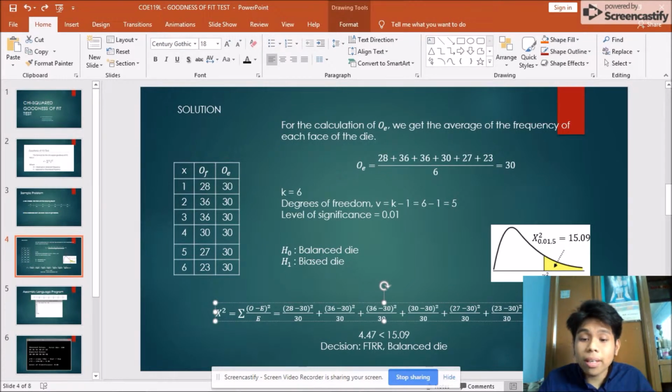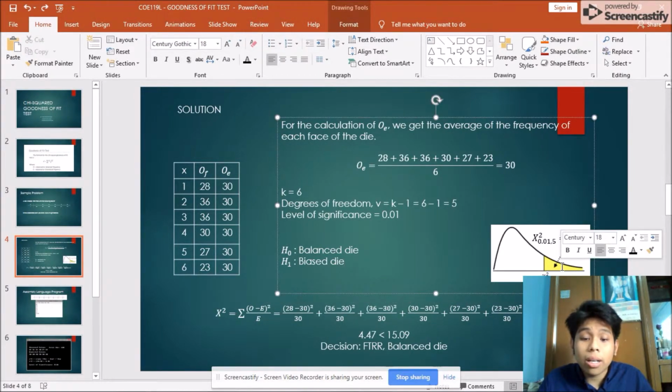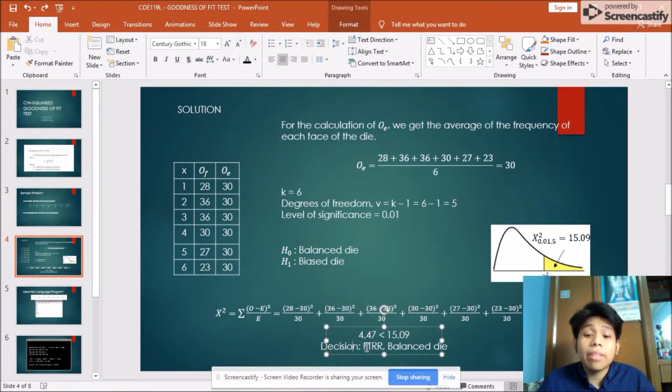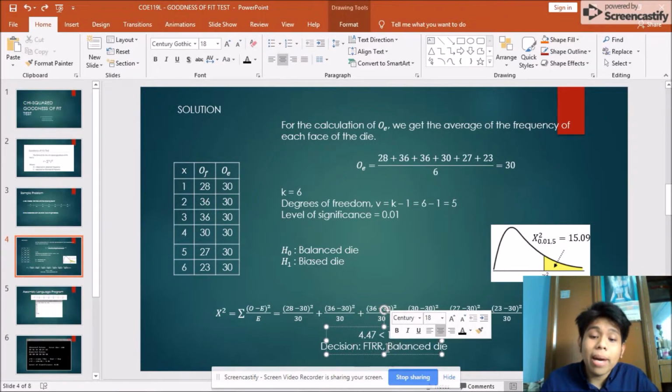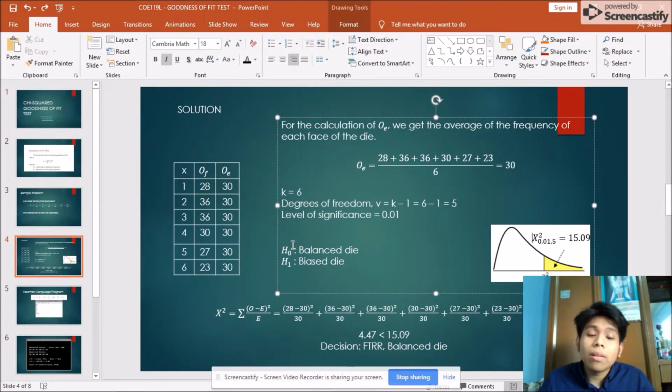So it is not greater than the 15.09 chi-squared value that we have calculated earlier. So it didn't reach the reject region. So for the decision, FTRR means it has failed to reject the region. So the die is balanced. The null hypothesis is accepted.